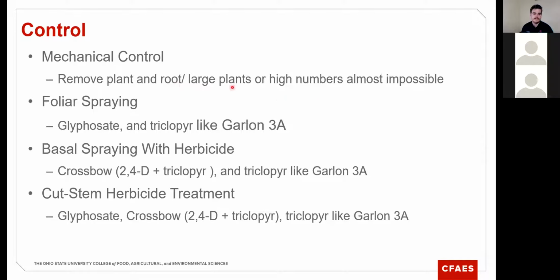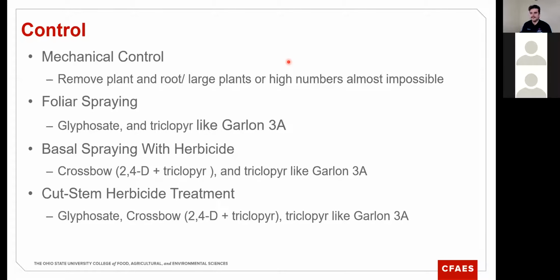All right, so for mechanical control, if it's smaller, you can remove the plant and the root by pulling it out. I talked about some of those jacks that you can pull plants out with if they're small. I recommend everybody get out there and scout and control these plants when they're small; that is probably your best bet. Letting them grow really big, you run into all kinds of issues. Large plants in high numbers are almost impossible to completely control with mechanical control.